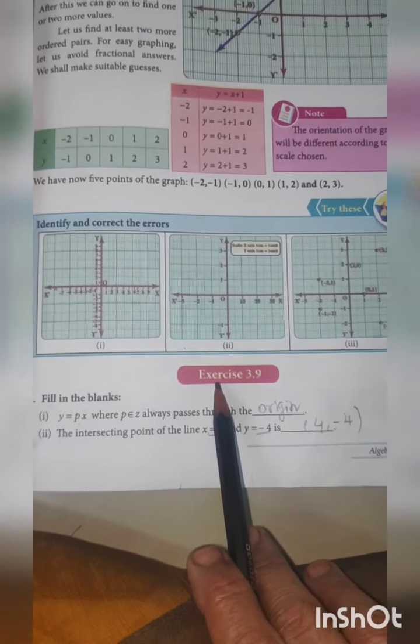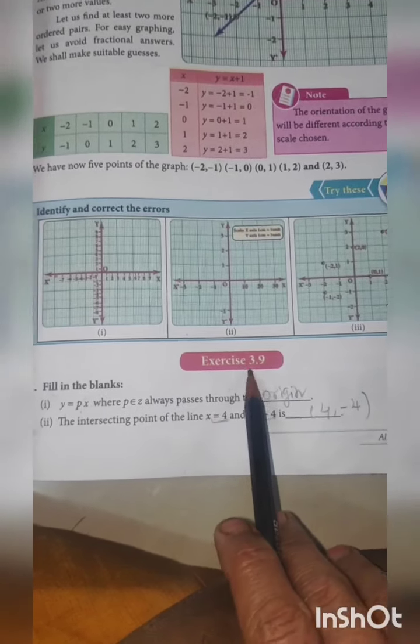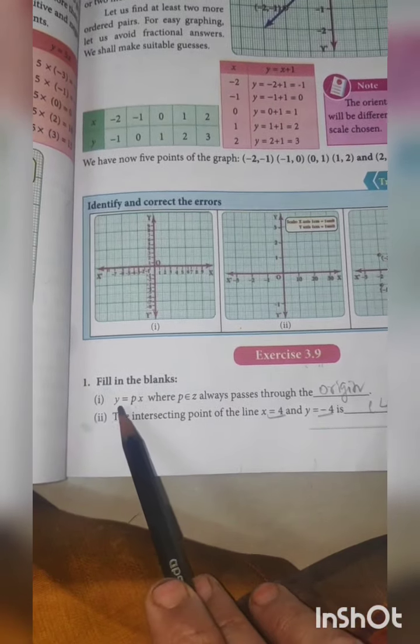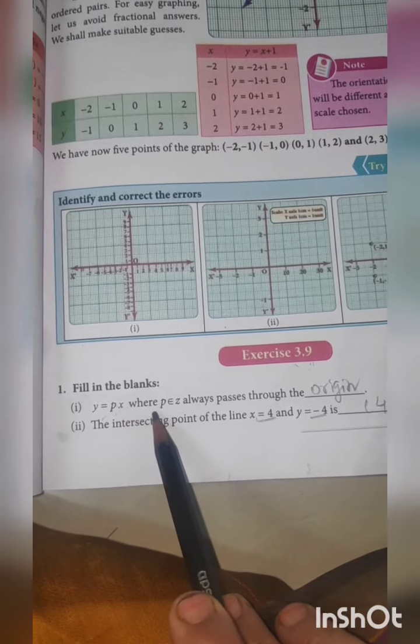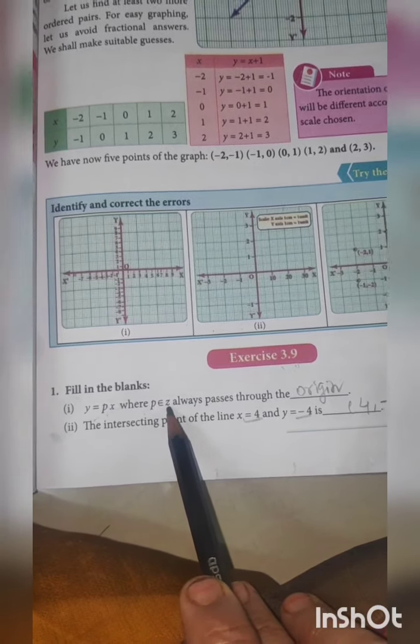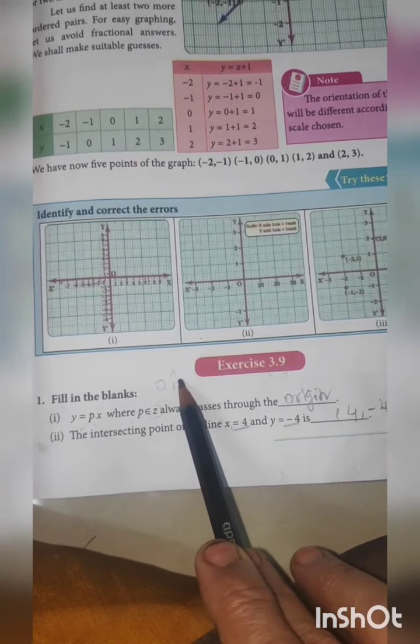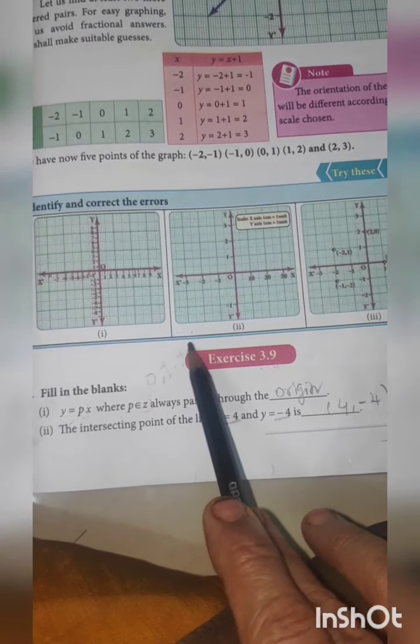Good morning students. Today exercise 3.9, same graph. Fill in the blanks. y equal to px where p belongs to Z. What are the Z values? 0, plus or minus 1, plus or minus 2.